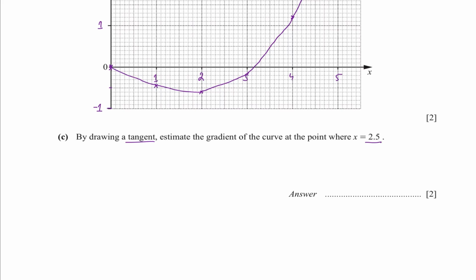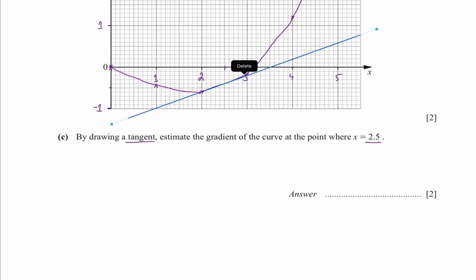at the point where x equals 2.5. So 2.5 is here. At this point, I'm going to draw a tangent, and you guys remember the deal for the tangent, that it has to touch the curve at this point. It has to be symmetrical, meaning that the space above 2.5 should be equal to the space below 2.5. Okay, so here's my tangent.